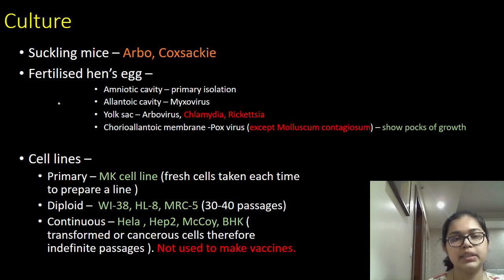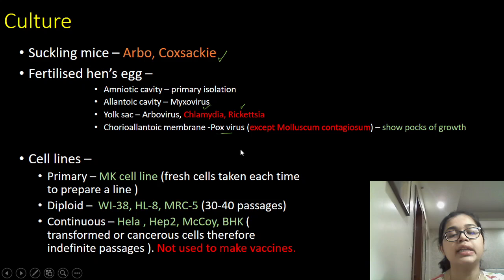Culture of viruses can be done in suckling mice, for example, the arbovirus or the Coxsackie virus, in fertilized hen egg, mind you, amniotic cavity for primary isolation, allantoic cavity for myxovirus, yolk sac for arbovirus, but more importantly, chlamydia and rickettsia, which are two non-viral organisms which can also be cultured in yolk sac. The chorioallantoic membrane is for pox virus, except the molluscum contagiosum virus. We'll be discussing this again. The pox virus shows pock growth on the chorioallantoic membrane.